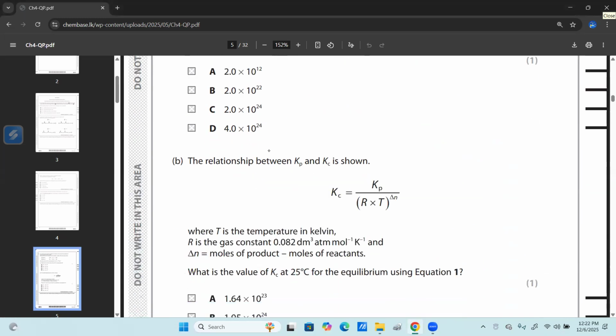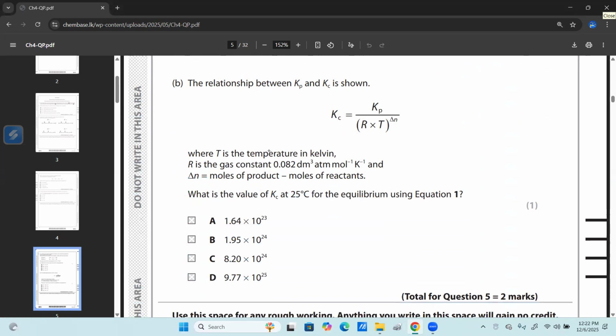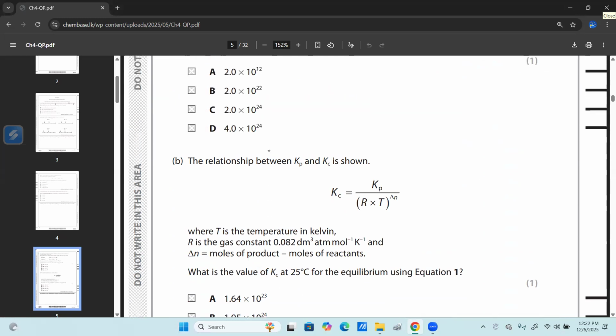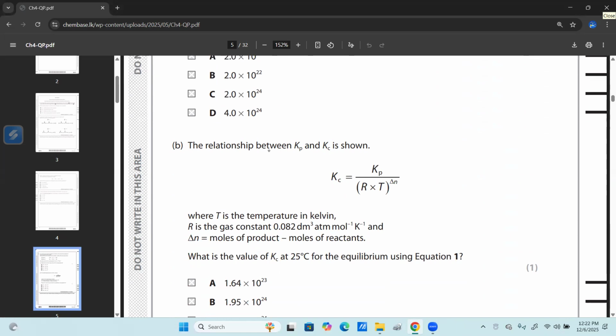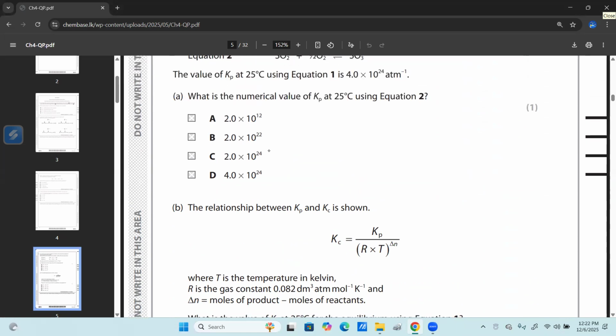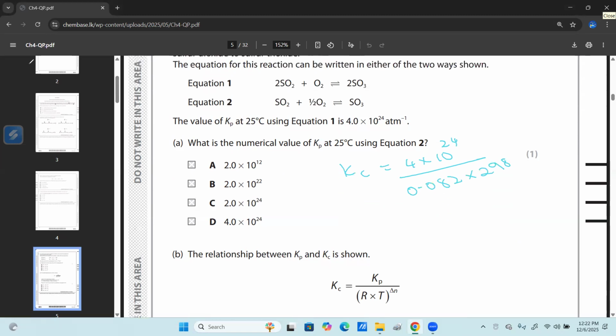The relationship between Kp and Kc is given, where T is the temperature in Kelvin. What is the value of Kc? For equation 1, Kp is already given: 4 into 10 to the power 24 divided by the gas constant 0.082 into 298. Delta N is the products minus reactants.